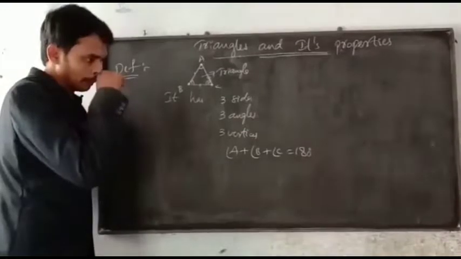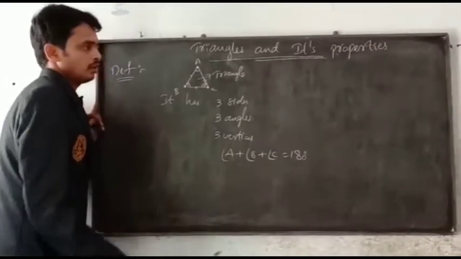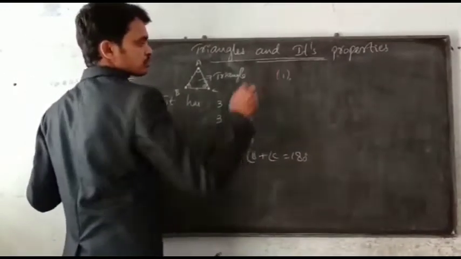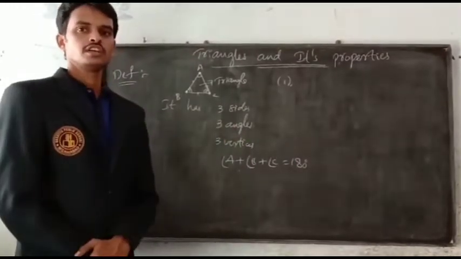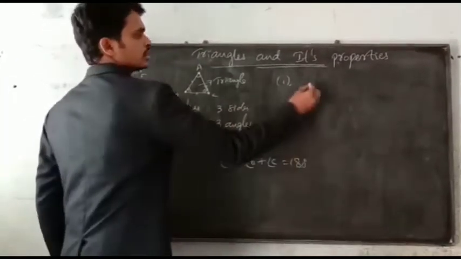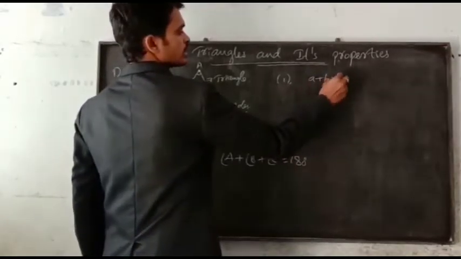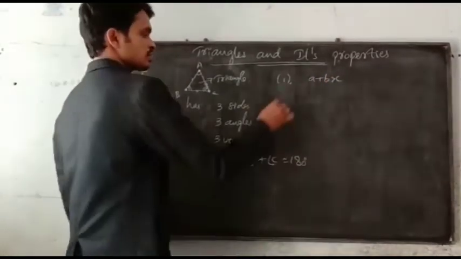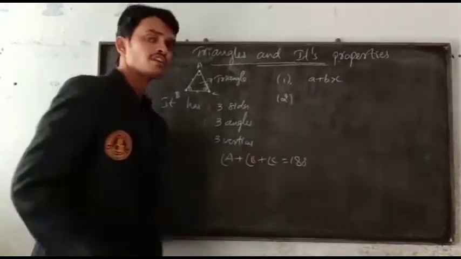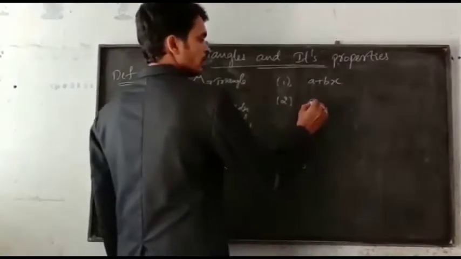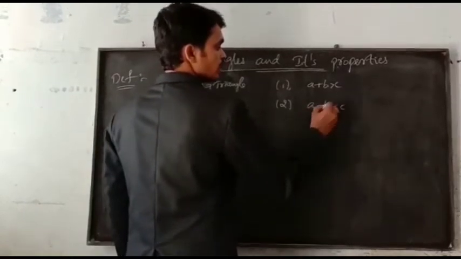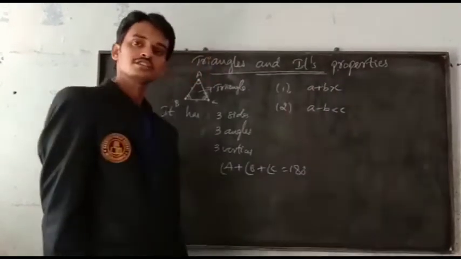So now, properties of triangles. First property: in a triangle, the sum of any two sides is greater than the third side. That is, A plus B is greater than C. Second, the difference of any two sides is less than the third side. Then A minus B is less than the third side, that is C.